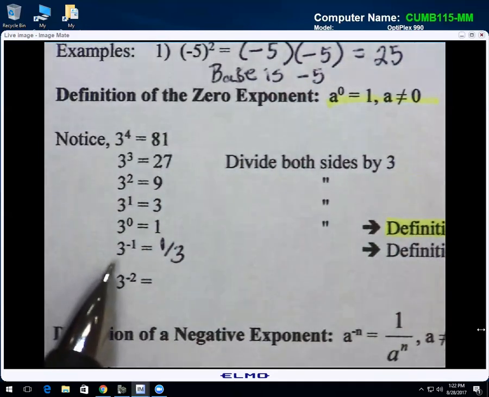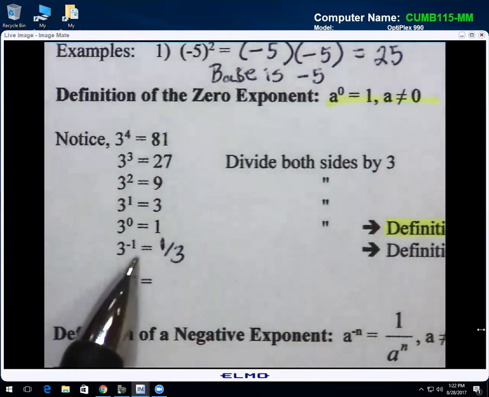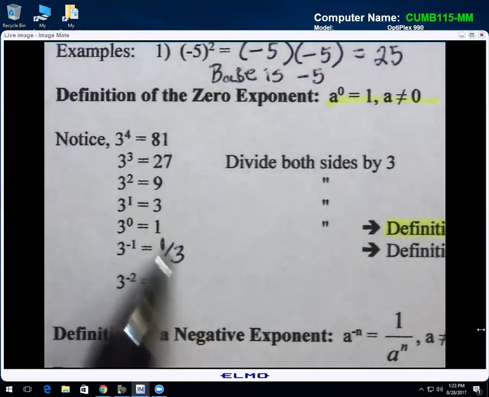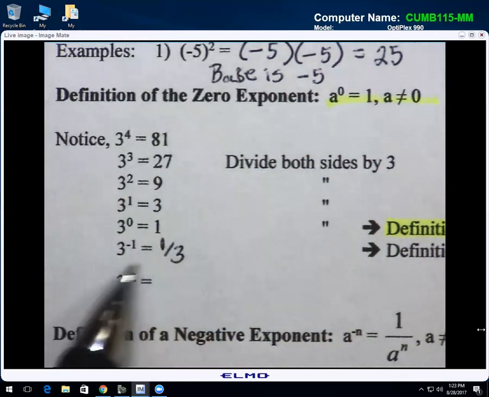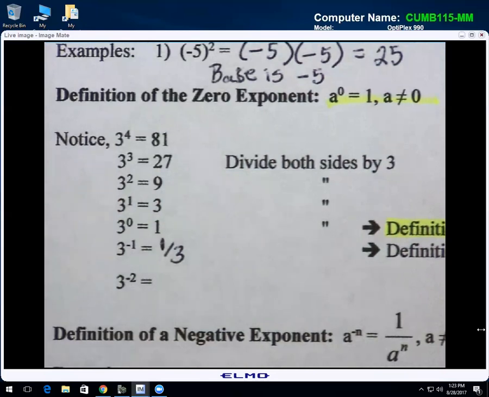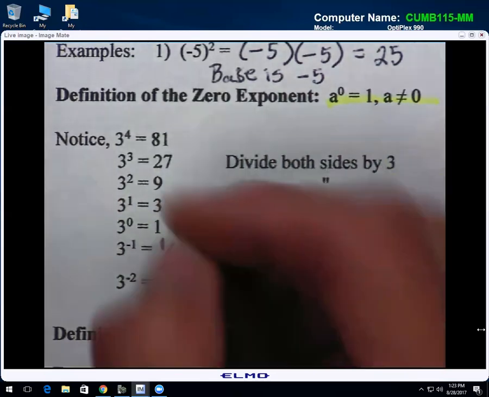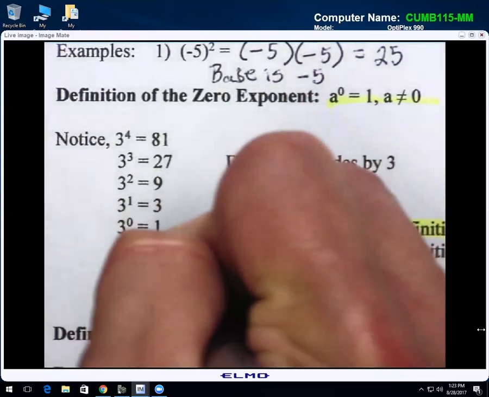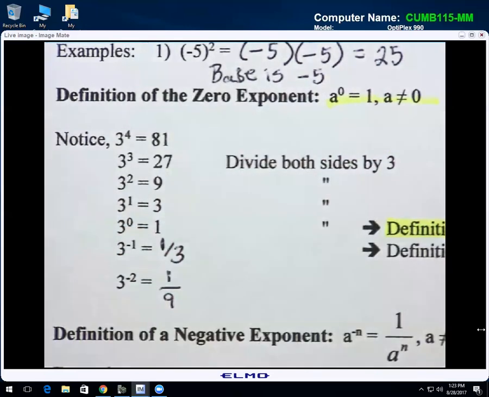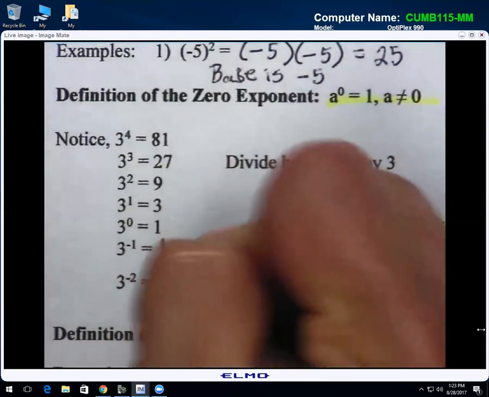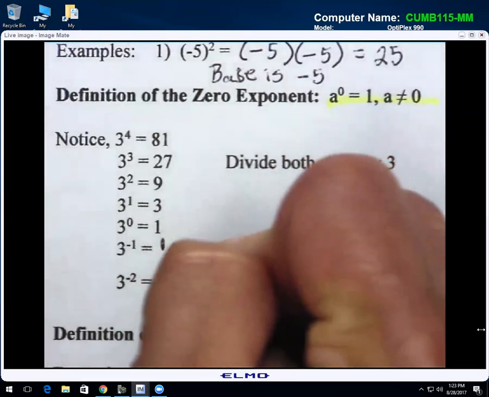That's interesting. Here I had 3 to the negative 1. Here I had 1 over 3. I'm trying to discover a pattern here. What about 3 to the negative 2? What's 1/3 if I divide it by 3? 1/9? That's exactly right. And I just happened to notice I could write that 1/9 as 1 over 3 squared.